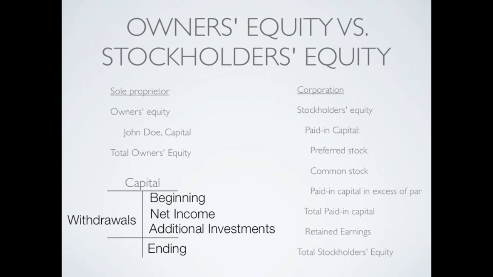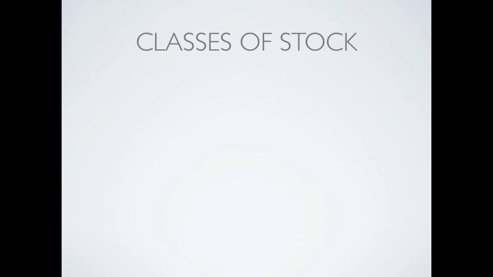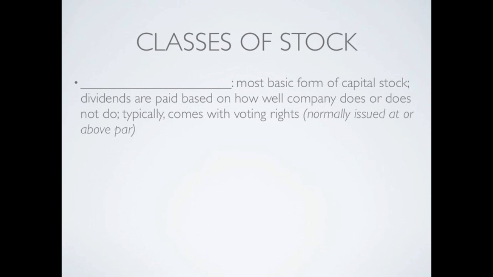So again, just note that there is a difference in what's called owner's equity versus stockholders' equity. Now let's see a difference in our classes of stock. So the first one, this is the most basic form of capital stock. Dividends are paid based on how well a company does or does not do, and typically this type of stock will come with voting rights. We normally will issue this stock at or above par. This is called common stock.